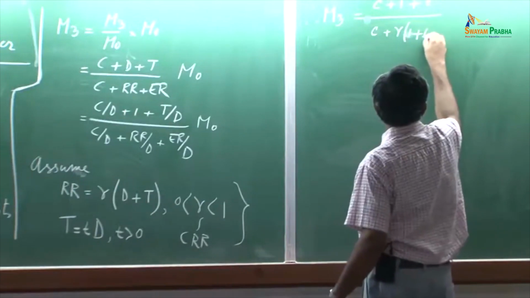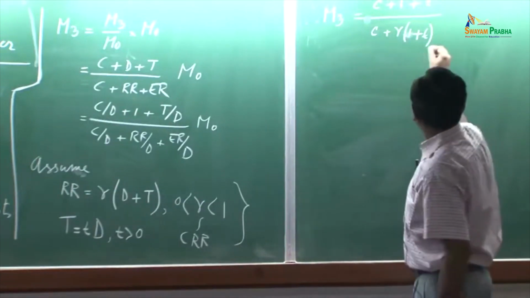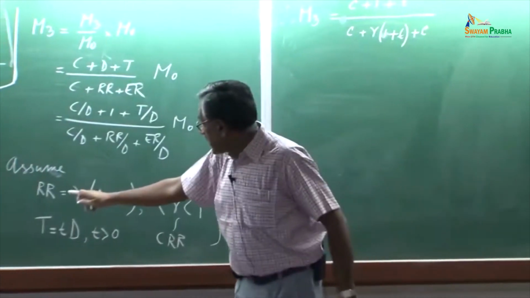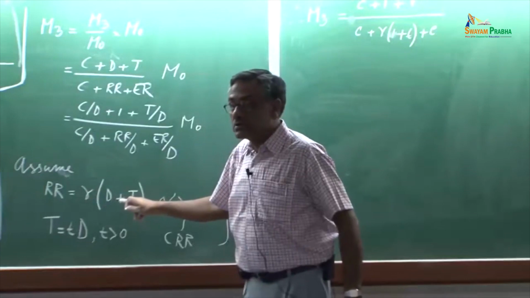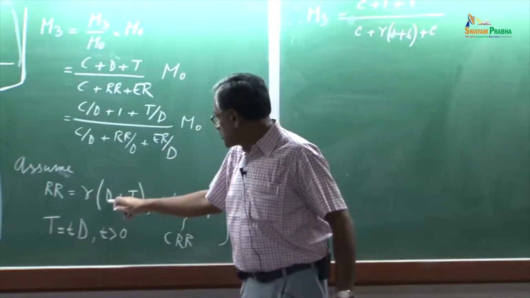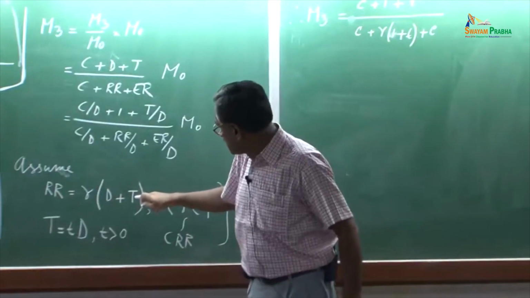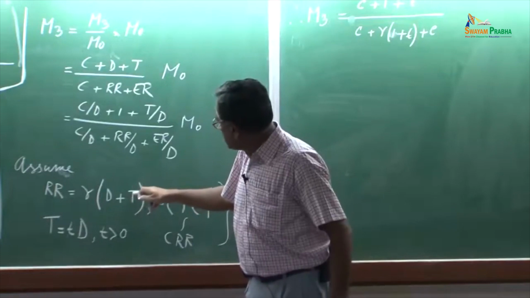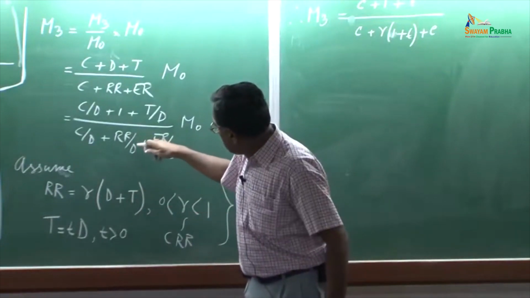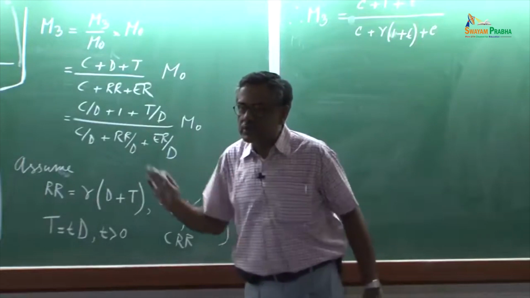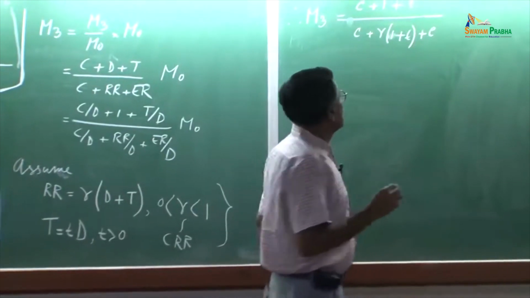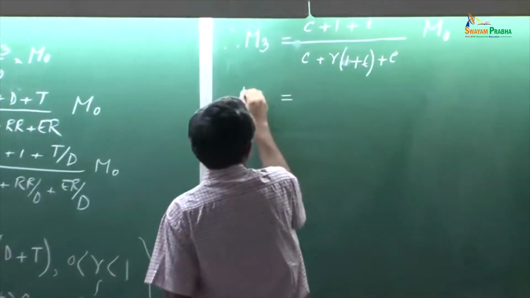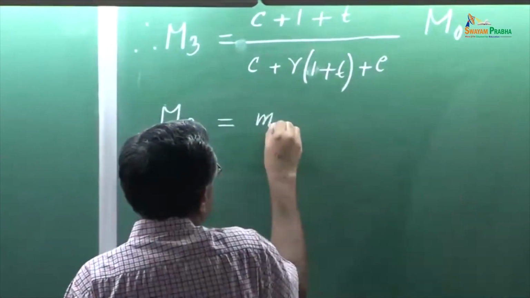And divided by D cancels out, it will be gamma into 1 plus t. Look, if you understood, there was a complication here because RR is now a proportion, it is a proportional relationship with D plus T. So, you have to substitute for T first, tD, factor out D, 1 plus small t, and then D divided by D cancels out, gamma into 1 plus small t, plus e, into M naught. So, this is the complex multiplier.